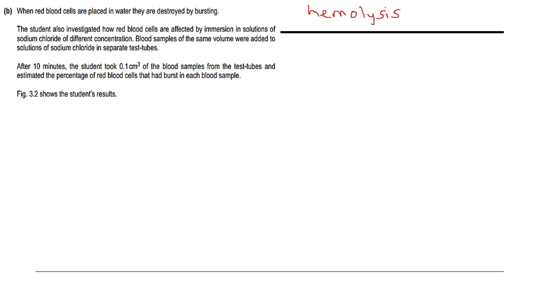When red blood cells are placed in water, they are destroyed by bursting. The student also investigated how red blood cells are affected by immersion in solutions of sodium chloride of different concentration. Blood samples of the same volume were added to solutions of sodium chloride in separate test tubes. After 10 minutes, the student took 0.1 cubic centimeter of the blood samples from the test tube and estimated the percentage of red blood cells that had burst in each blood sample.